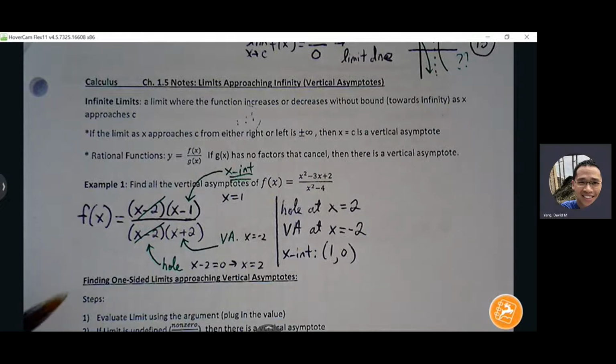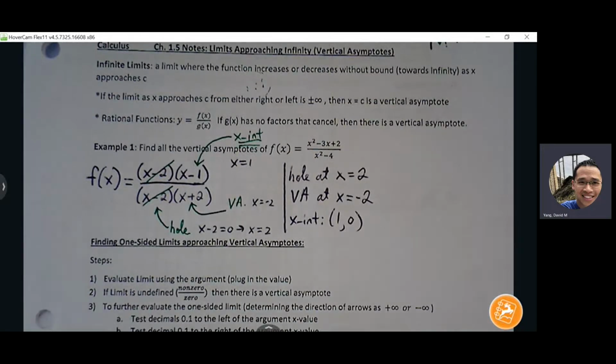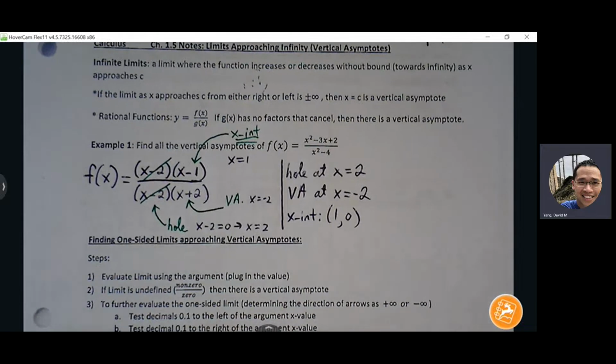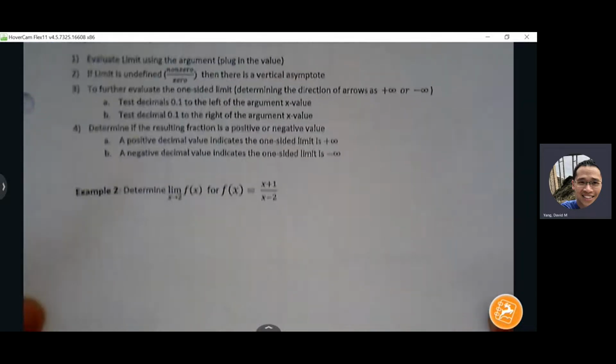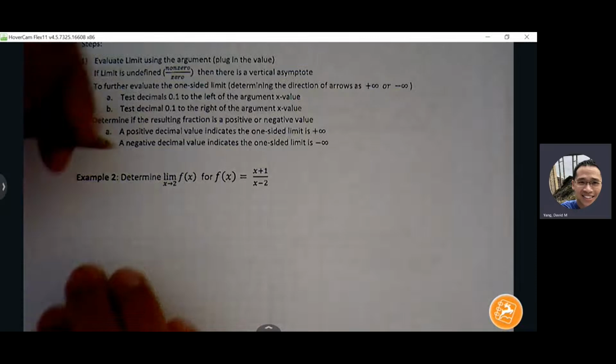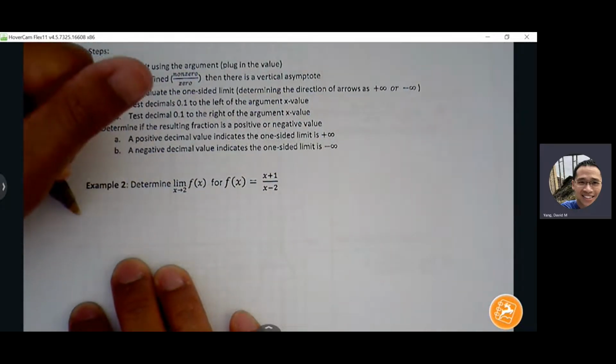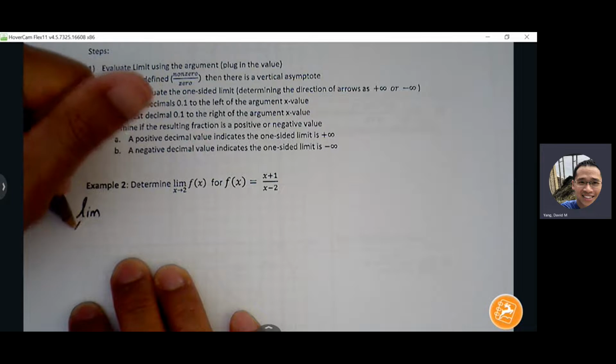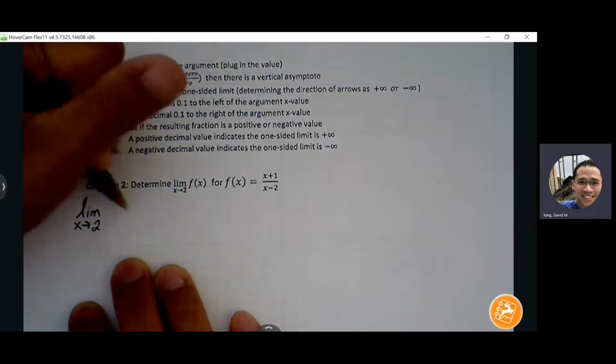Okay. So we have very specific steps as to how to talk about the one-sided limit on either side of the asymptote. I'm going to skip these steps for now. I'm just going to jump directly to the example, and then I'll step through the example, and if we need to, I'll point out some of the steps above. Okay, example 2, it says determine the limit as x approaches 2 for f of x. Okay, so we're just going to approach this problem with the methods that we have been using and see what happens.